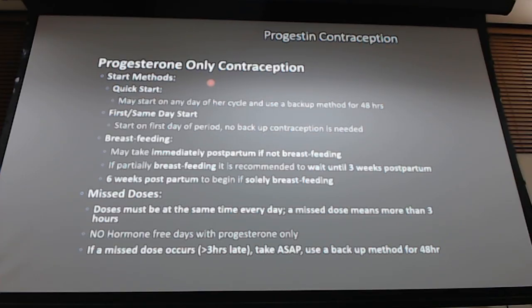And then looking at your first and your same day start, on the first day that they started their period, and then again, they don't need that backup method. If they're breastfeeding, again, sometimes we'll have that delay, but if they're not breastfeeding, they can start taking it immediately after, depending on if they have that VTE risk or not. And then this is if you're partially breastfeeding. They're telling them to wait the 21 days or 3 weeks prior to starting the POP.